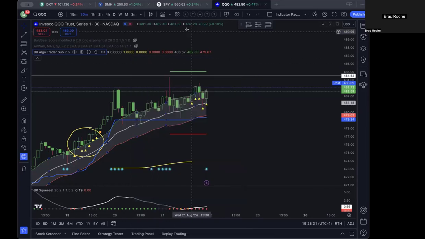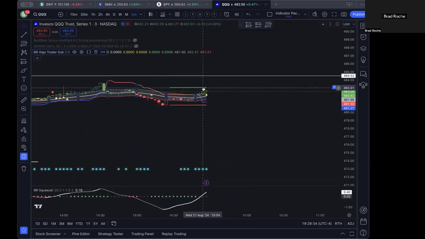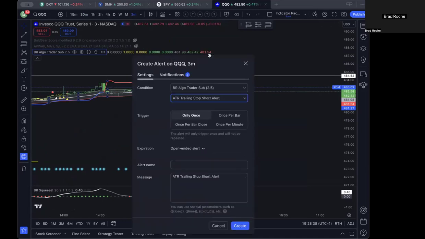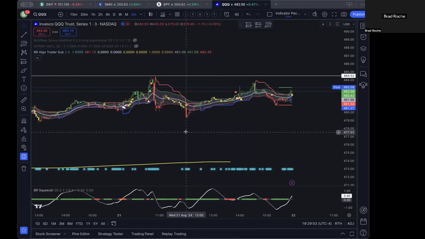Okay, then you drop down to the 3-minute. And then you go, oh, alert. Let's go here. Okay, ATR trailing stop, short alert. So that means when it breaks the trailing stop to the downside, it will alert you. And alert once per minute, boom, you get an alert and you will know to get out of your trade and take profits on your runners. So it's a fully automated system to the point where you don't have to do anything. Okay. Like this is literally so easy.